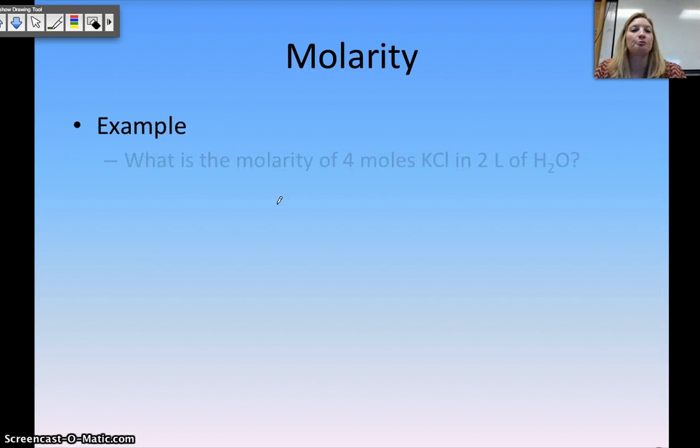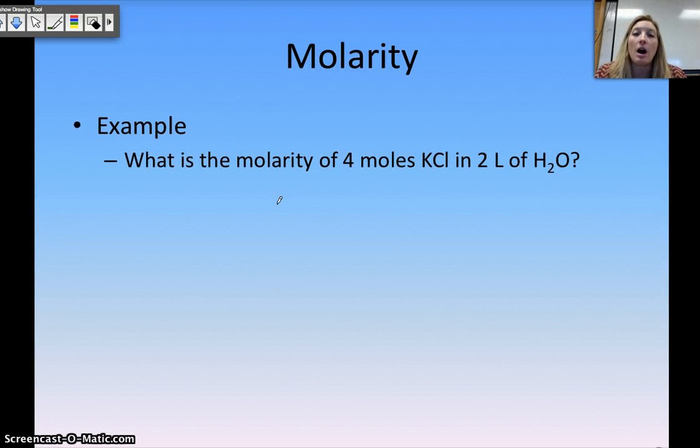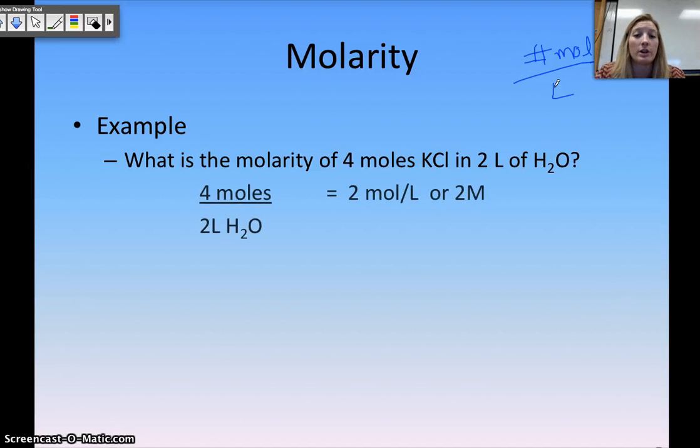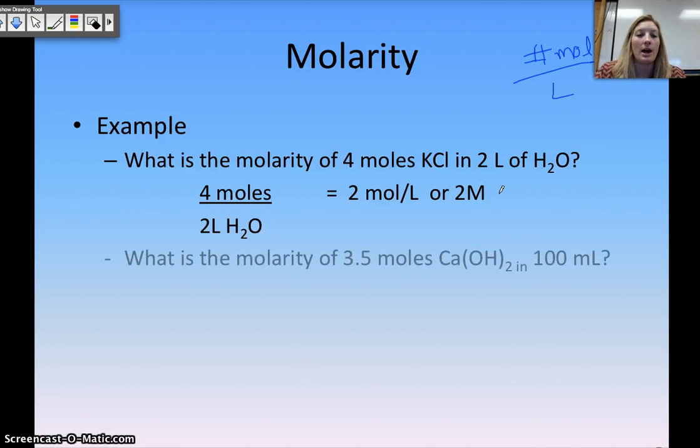Let's try an example here. If we wanted to know the molarity of 4 moles of KCl in 2 liters of H2O, remember that molarity is the number of moles over our liters of solution. Now we won't always be given 1 liter of solution, but when we put these two numbers over each other and divide, it's like finding a ratio for every 1 liter. So our number of moles is 4, our number of liters is 2. If we put those over each other, we would get 2 moles per liter. Notice that none of our units cancel out here, so we're left in moles per liter, which is 2 big M, or 2 molar.